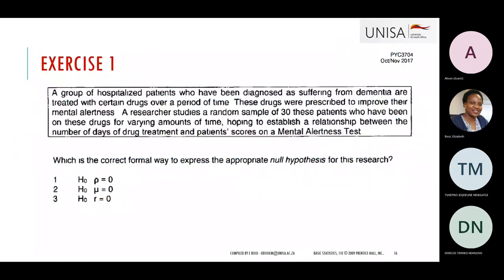So the first exercise: a group of hospitalized patients who have been diagnosed as suffering from dementia are treated with a certain drug over a period of time. These drugs were prescribed to improve their mental alertness. A researcher studies a random sample of 30 of these patients who have been on these drugs for varying amounts of time, hoping to establish a relationship between the number of days of a drug treatment and the patient's score on a mental alertness test. Which is the correct formal way to express the appropriate null hypothesis? Is it number one, number two, or number three? How do we state the null hypothesis?